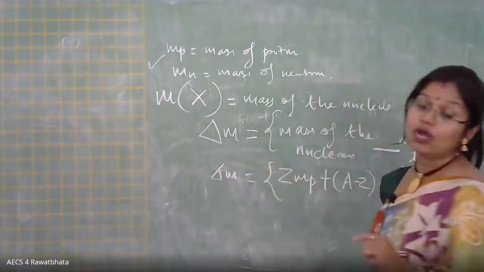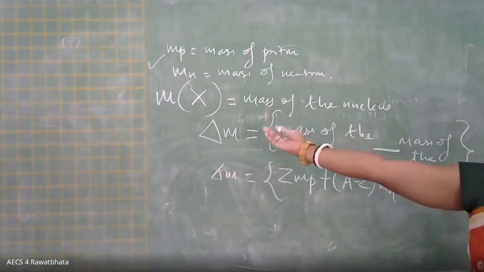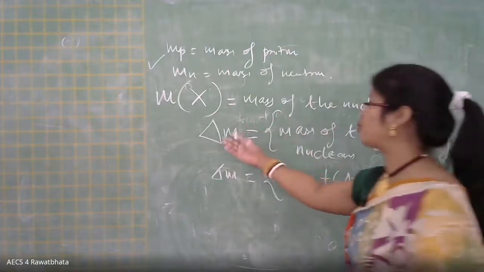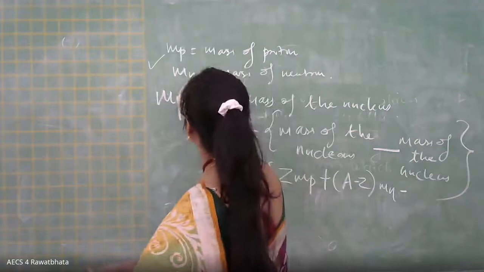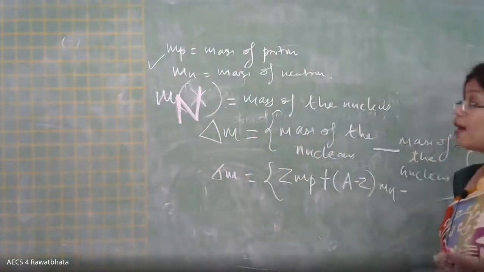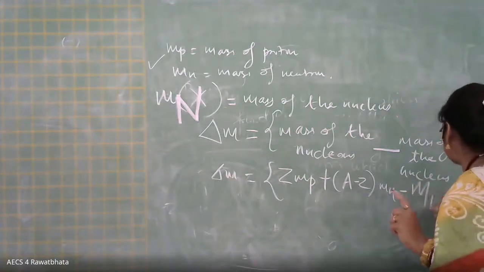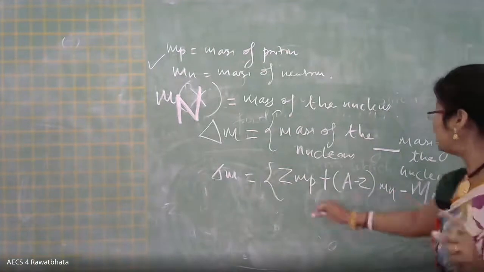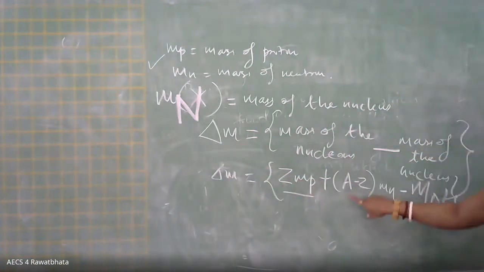We are talking about delta M here. And here we are taking M_X as the nucleus. Instead of X you can use any symbol, like capital N standing for the nucleus, depending upon your choice, but you have to define the particular term. So here delta M is equal to ZMP plus (A minus Z) MN minus M_N. This is for the nucleus part.